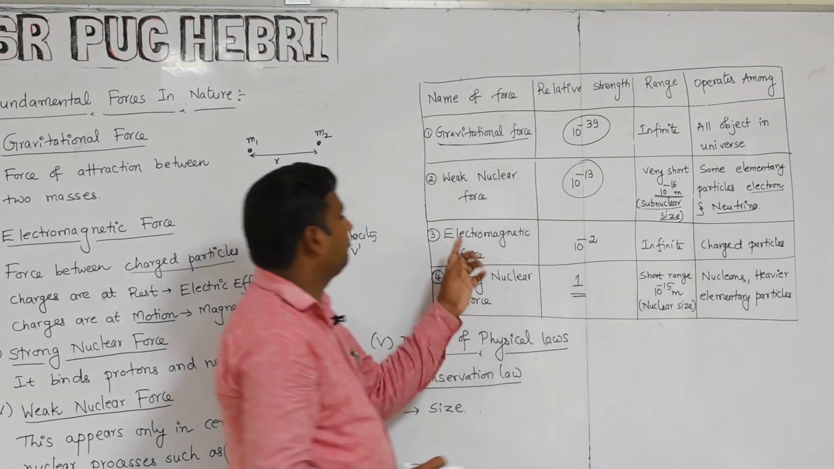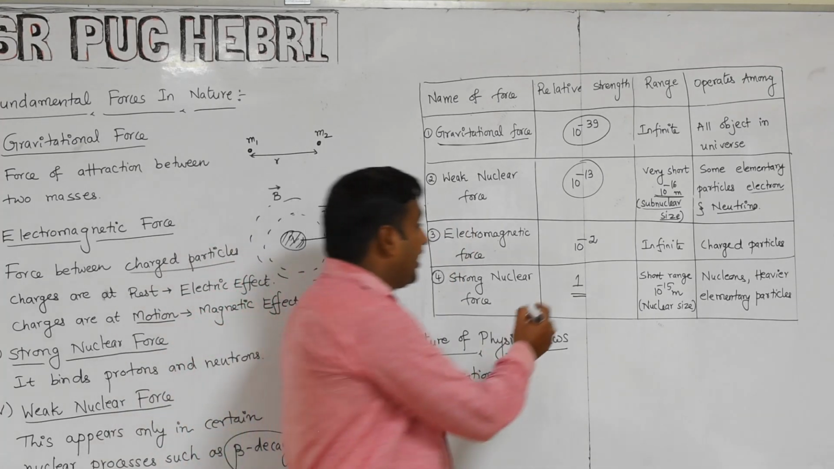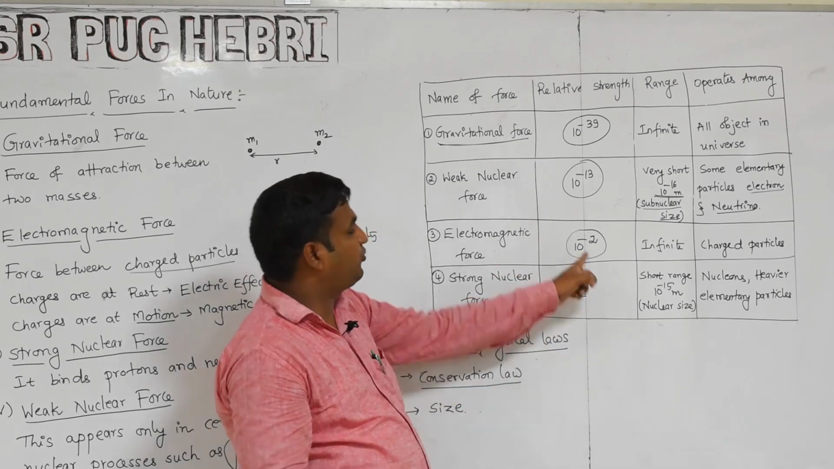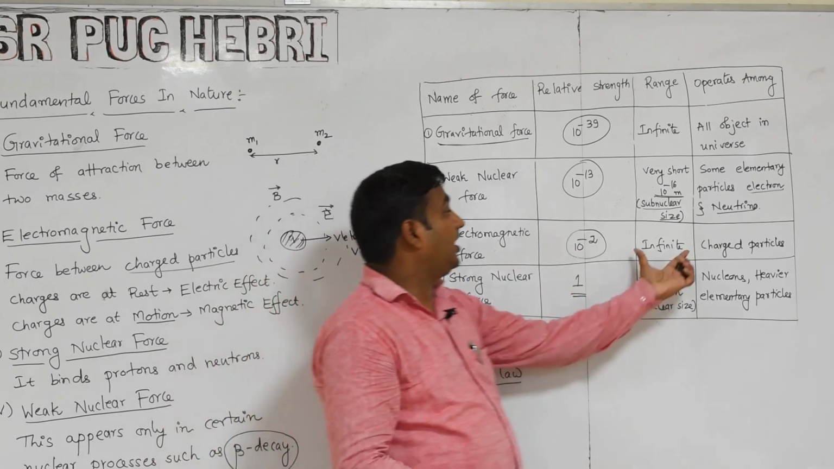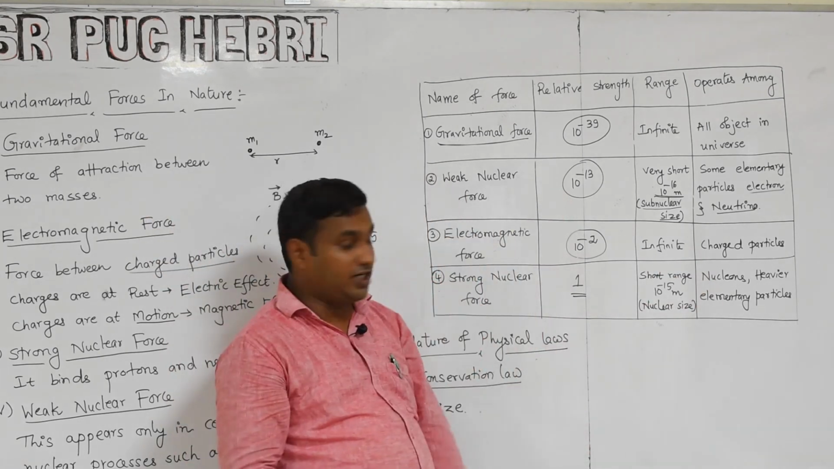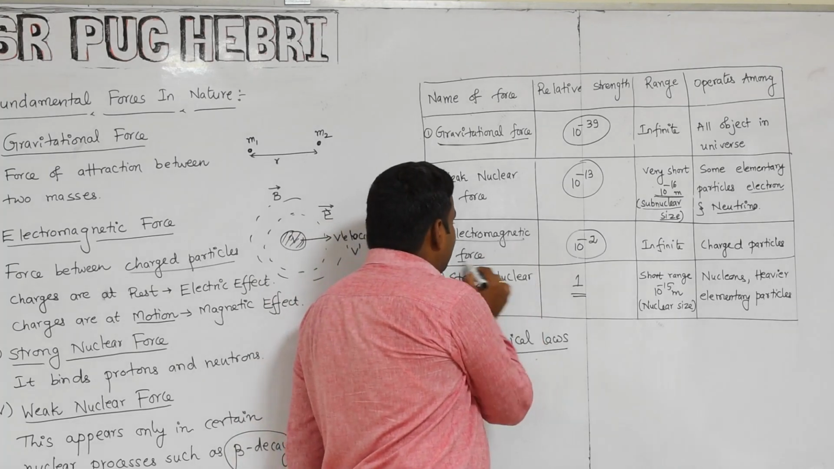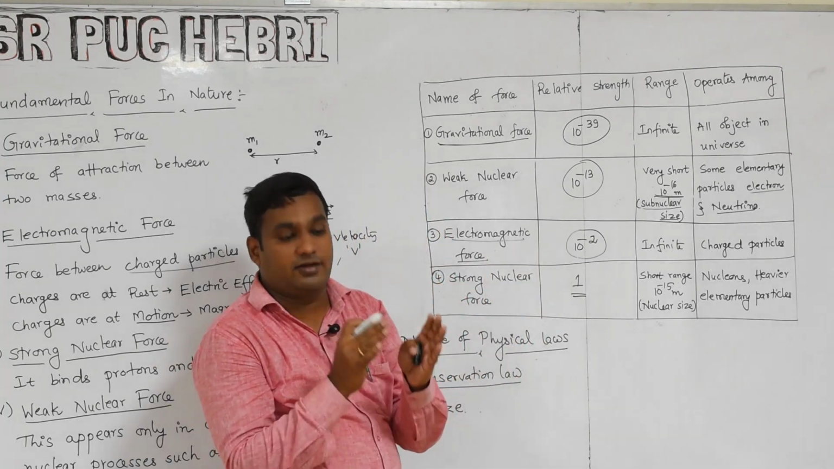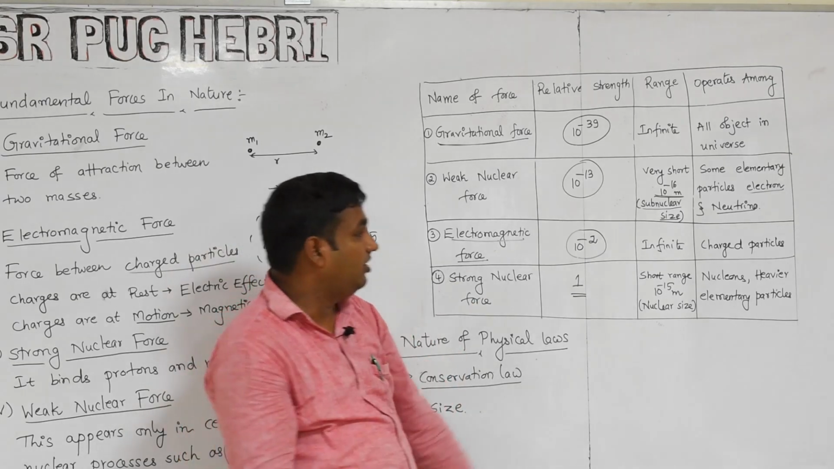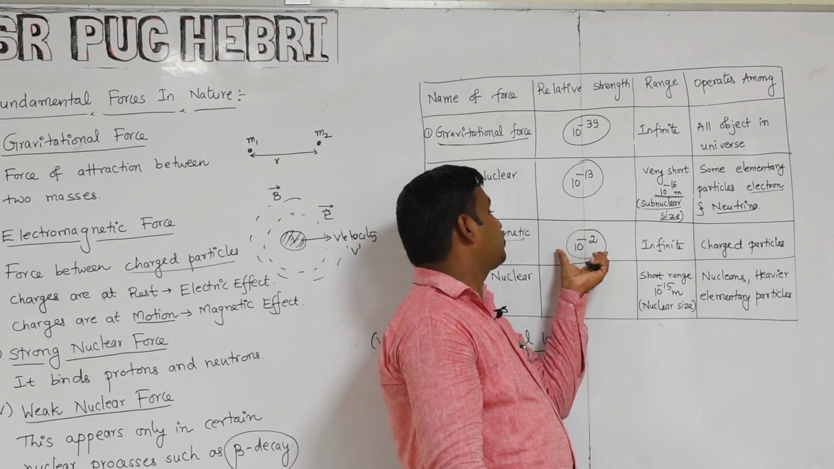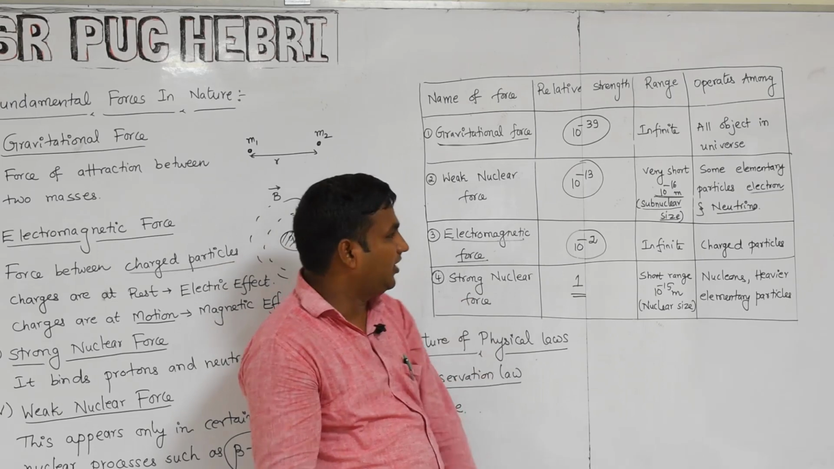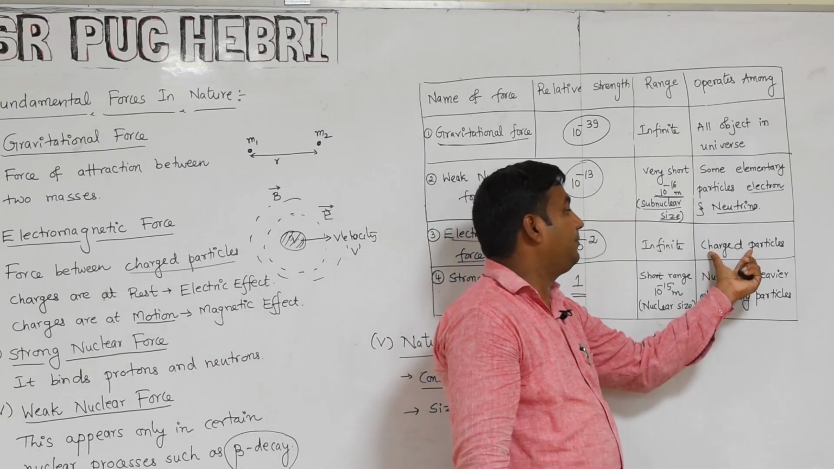And the third important thing is the electromagnetic force. The relative strength of the electromagnetic force is 10 raised to minus 2. Range is infinite. Again we can see the infinite range for the electromagnetic force. This force arises if charged particles are present in a system, like electric field and magnetic field. That range is infinite, and its relative strength is 10 raised to minus 2 when you compare with the strong nuclear force, and it operates among charged particles.